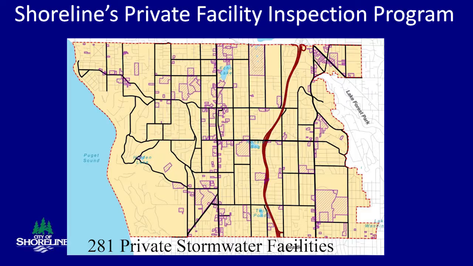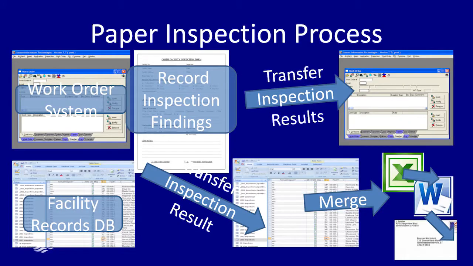So the private facility map for us looks something like this. We have about 281 private facilities that we inspect, pretty typical for most jurisdictions. Just to give folks a little look at what our paper process used to resemble. If you're confused by this, so were we. So we decided to do something differently.